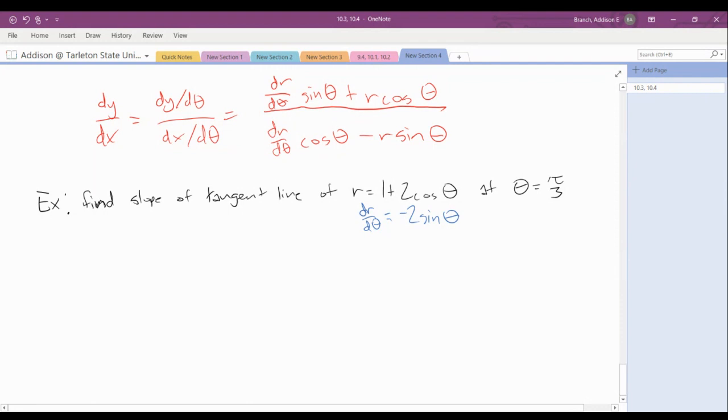Usually with this, I find it easier to split this up between the top and the bottom. Just do those completely separately and then divide, because I feel like sometimes it gets to be too many numbers and a bunch of trig stuff. So let's just solve for dy d theta first.